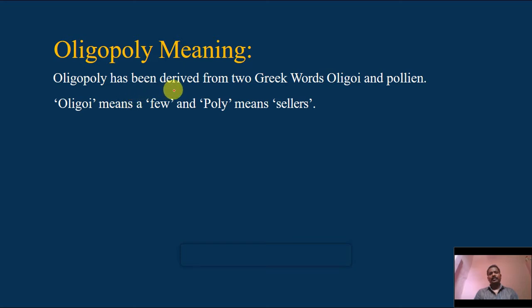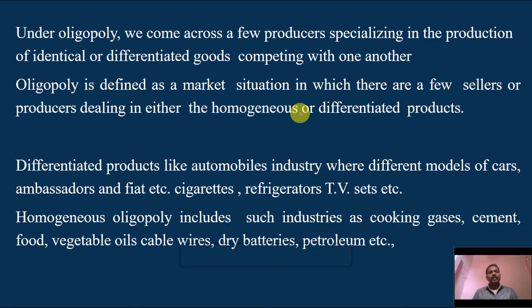Oligopoly has been derived from two Greek words, oligos and polyen. Oligo means few and poly means sellers. So it is a few sellers market, and of course there are many buyers in the market. Under oligopoly, we come across a few producers specializing in the production of identical or differentiated products, competing with one another.